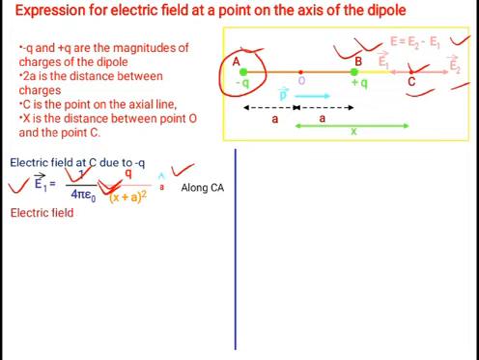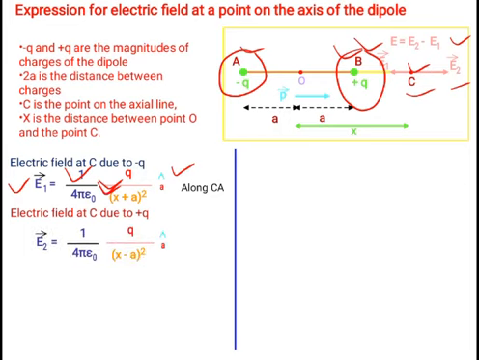Similarly, the electric field at C due to the positive charge q: E2 is equal to 1 divided by 4 pi epsilon naught, q divided by, instead of BC square, what do we substitute? What is BC square? We already discussed in the previous slide, that is (x minus a) square. So substitute the value of BC square because it is along BC. How did we get that BC square? It is already there in the previous slide. And a cap again is a unit vector.